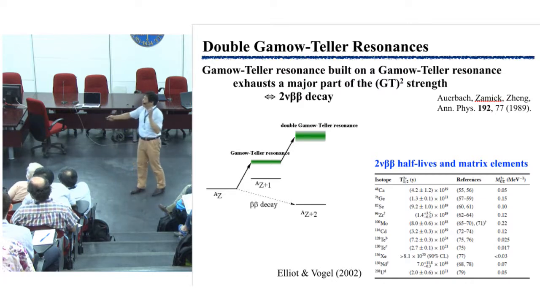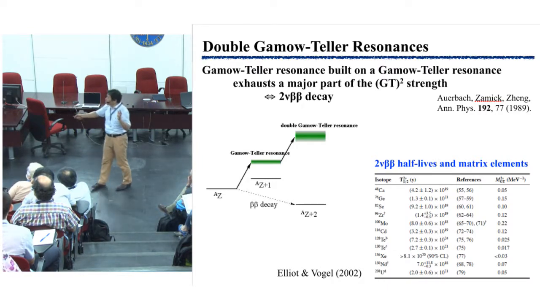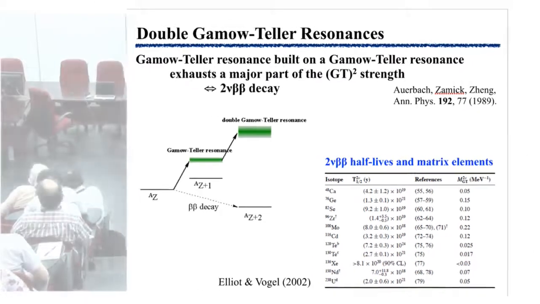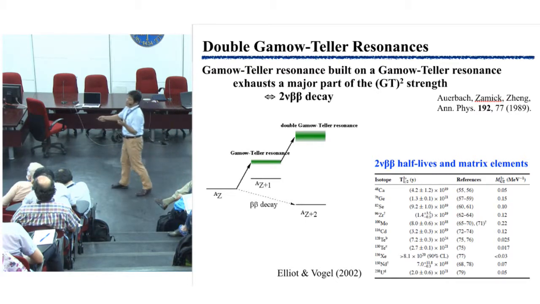And it is expected that it exhausts a major part of the double Gamow-Teller strength, which shows a good contrast to double beta decay. You can see, double beta decay is a very slow process, and it exhausts quite a minor part of the double Gamow-Teller strength. This is a matrix element calculated theoretically, and it is something like 0.1. But on the other hand, for this double Gamow-Teller resonance the matrix element is something like several tens or 100.